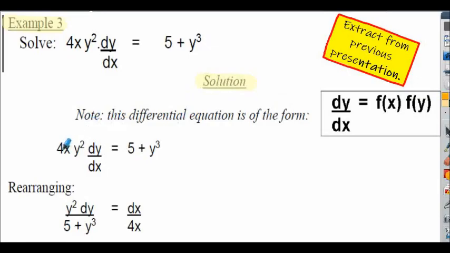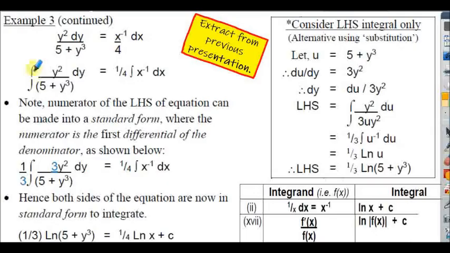So again, given a question, we need to rearrange for x terms on one side of the equation, y terms on the other. It doesn't matter which side they're on, as long as we have the distinctive variables on each side of the equation. So you can see that it's been rearranged here, so all the y terms are on the left hand side, all the x terms on the right hand side. That will allow us to integrate, in this case, the left hand side with respect to y, the right hand side with respect to x.